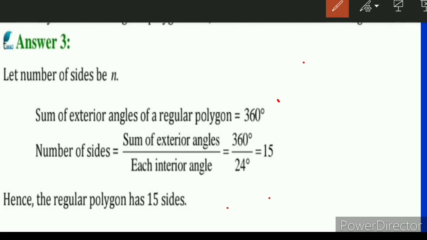No, exterior it should come. Print mistake. So, instead of interior you write exterior. Okay. Yes. Each exterior angle equal to 360 degree by 24 degree. If you do the calculation, you will get 15. Hence the regular polygon has 15 sides. It is named as 15 gon. Got it? Copy down.